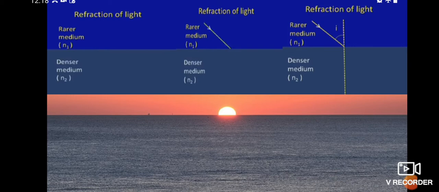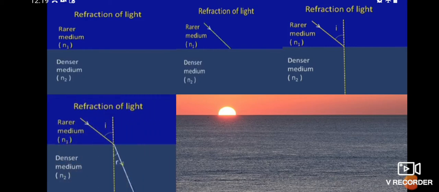Okay, then next, what will be the traveling way of the refracted ray? Is it going away from the normal or towards the normal? Already we have discussed this topic in the refraction of light at plane surfaces. So the ray of light is going towards the normal. Okay students, very good. So the refracted ray is going towards the normal. Here the angle of refraction is R.